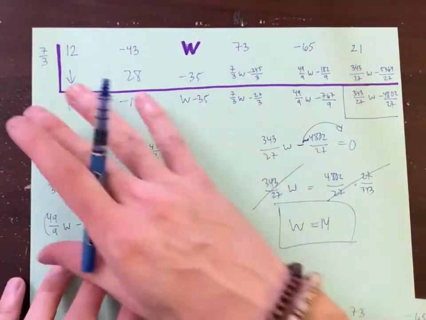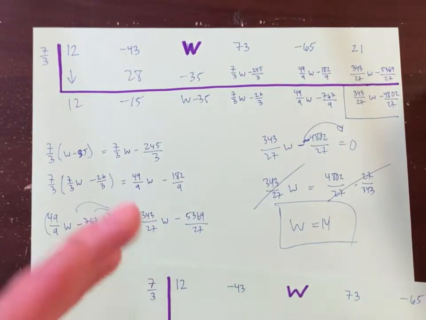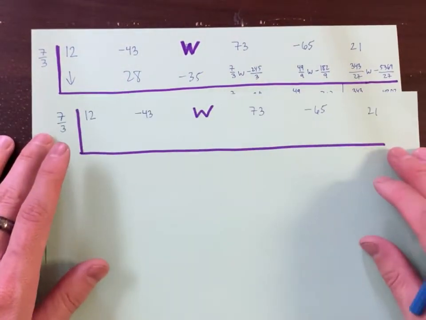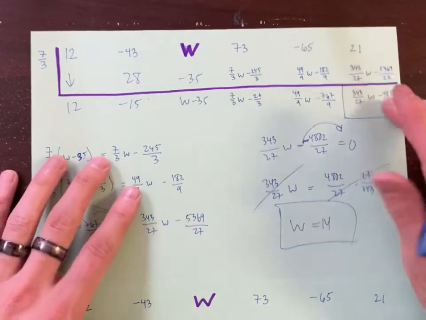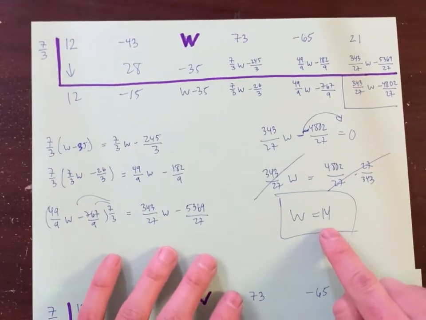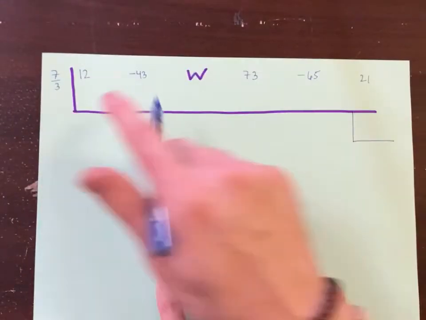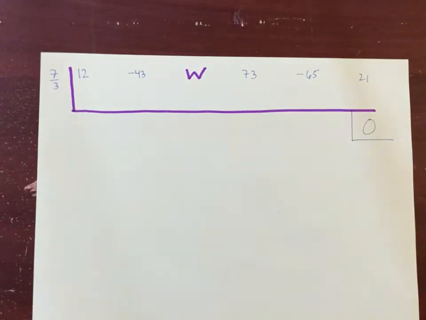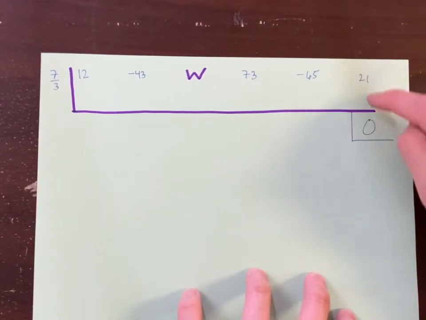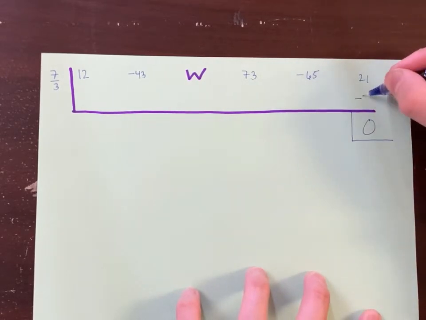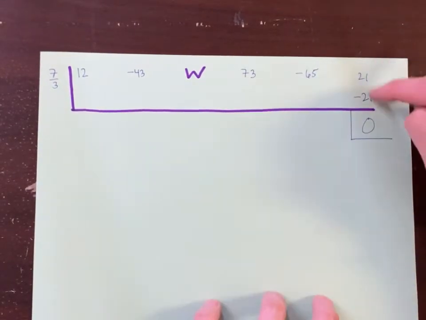Can we do this without so many fractions? Yes, we can. And so why don't we try the same problem, but it's going to be done a little differently. But we will get back the same number, 14. So let's try it like this. We know that the remainder is going to be 0. And because this is 0, that implies that immediately above, this is supposed to be a negative 21. Because if you add these, it's 0.